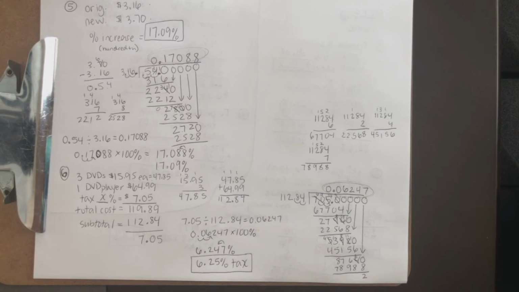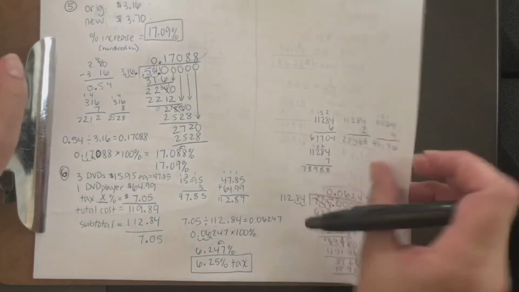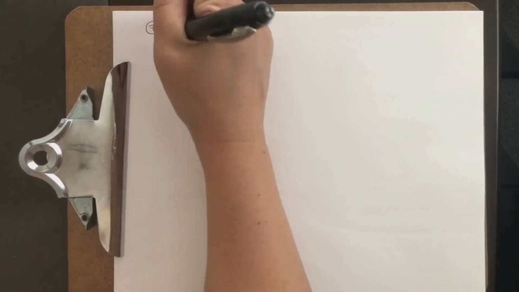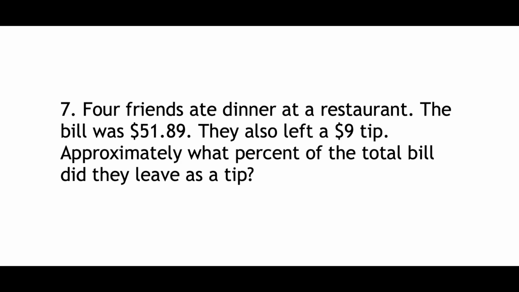Okay, let's do number 7. 4 friends ate dinner at a restaurant. The bill was $51.89. They also left a $9 tip. Approximately what percent of the total bill did they leave as a tip?